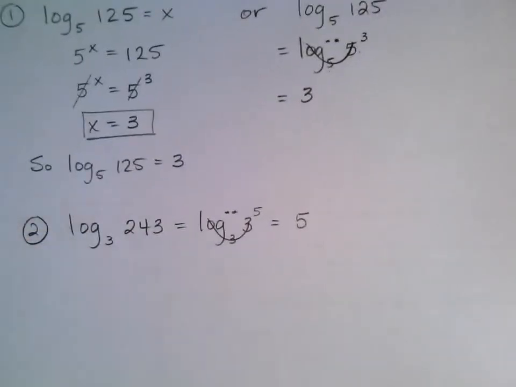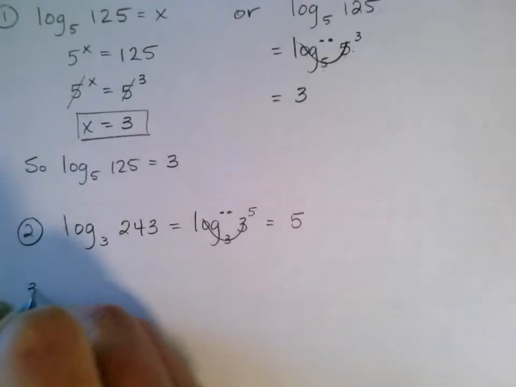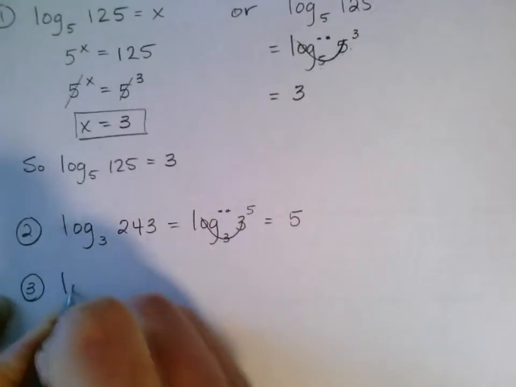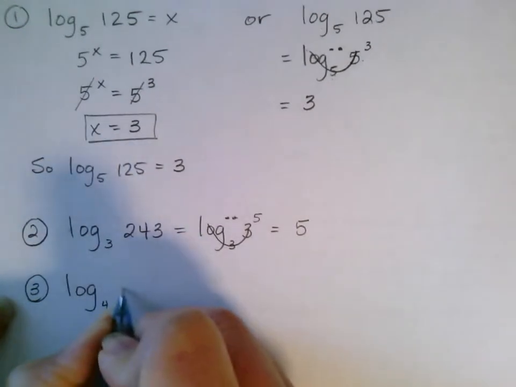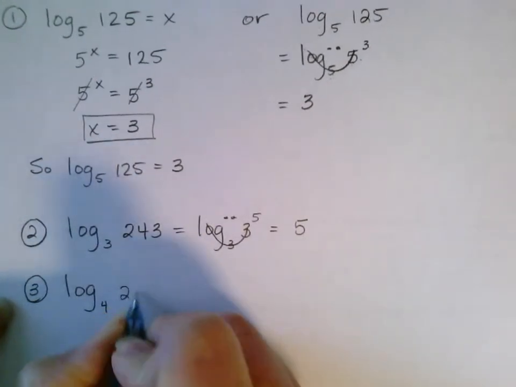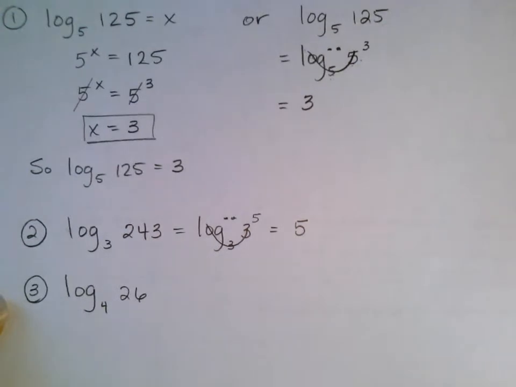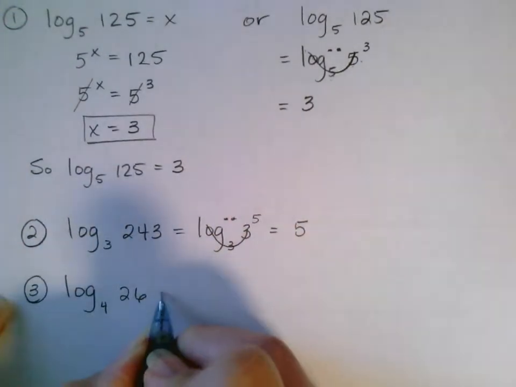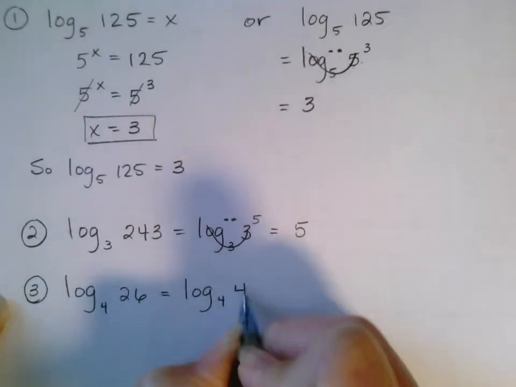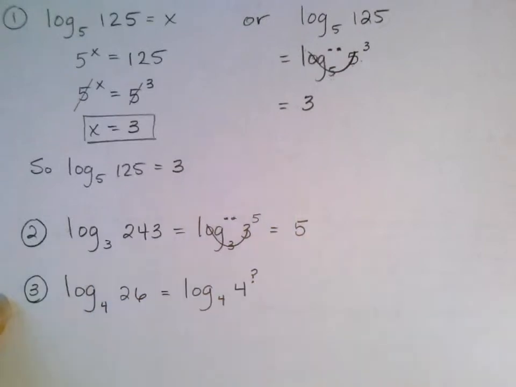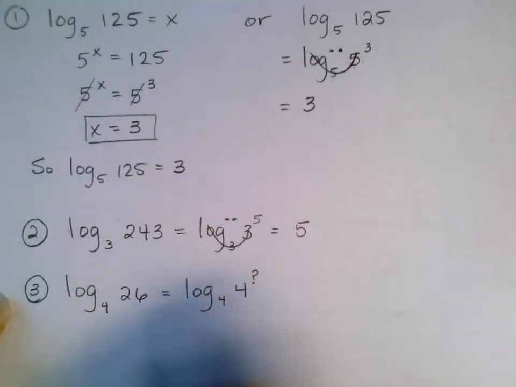Well, there's a problem. Log base 4 of 26. Your goal is to try to get this to be a 4, right? So log base 4 of 4 to the question mark. So 4 to the what gives me 26?